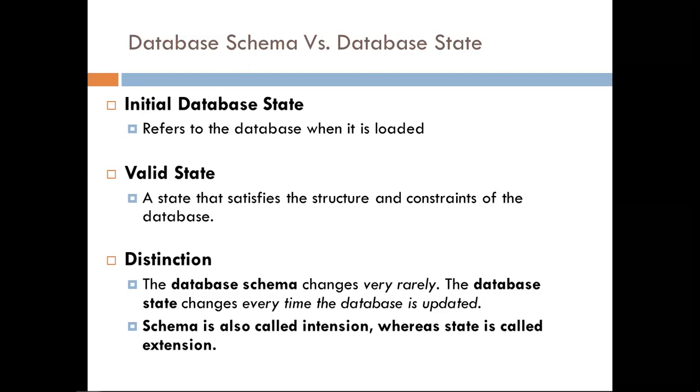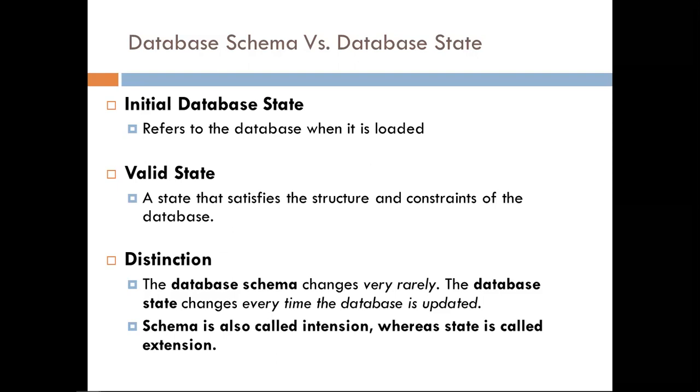Then distinction. The database schema gets changed very rarely. The schema means the structure of the table. The structure of the table includes the number of attributes it has and the data type of the attributes along with the rules. These things are present in the database schema. So these rules or the structure of the table will change very rarely. But the database state changes every time the database is updated, because the database state is related to the data that is present inside the table.